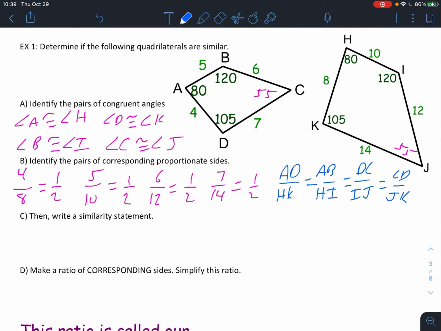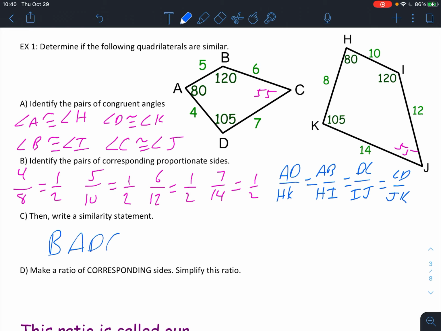And then question C says to write a similarity statement. To do this, you can do the first quadrilateral in any order that you want. Pick any letter you want to start with. I'm just going to write here, let's start with B. And you can either go clockwise or counterclockwise from B. I'm going to go counterclockwise.